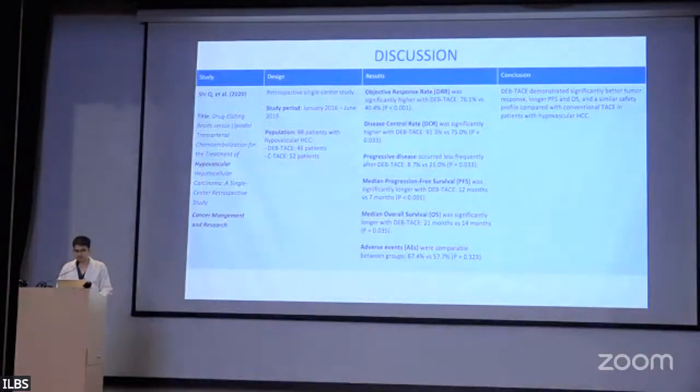Coming on to discussion, there were very limited studies regarding hypovascular HCC. The study by Shi et al. compared DEB-TACE with conventional TACE for hypovascular HCC. It was a single center retrospective study. It had 98 patients with hypovascular HCC. 46 had undergone DEB-TACE and 52 had undergone CTACE. And the study demonstrated that DEB-TACE had significantly better tumor response, longer progression-free survival and overall survival, with a similar safety profile as compared to conventional TACE in patients with hypovascular HCC.